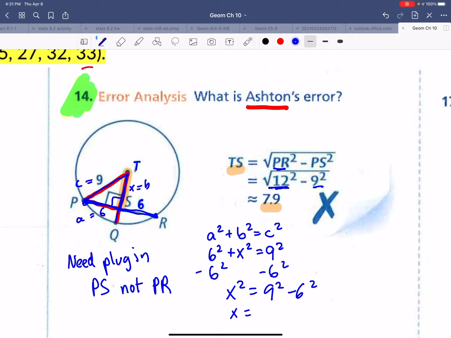So let's finish this out. I want the square root of this. So that would be the square root of 45. So the square root of 45 is about 6.7. Okay, and that number makes a little bit more sense, I think, based on our drawing.